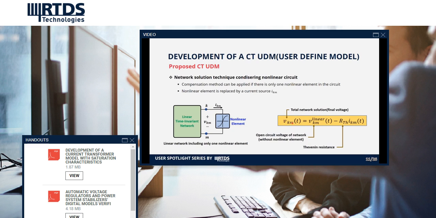The total network solution VKM is then equal to VKM linear, found with the nonlinear branch omitted, plus the contribution produced by the nonlinear branch. Thevenin resistance in this equation is the resistance of the network without the nonlinear branch connected between node K and M.